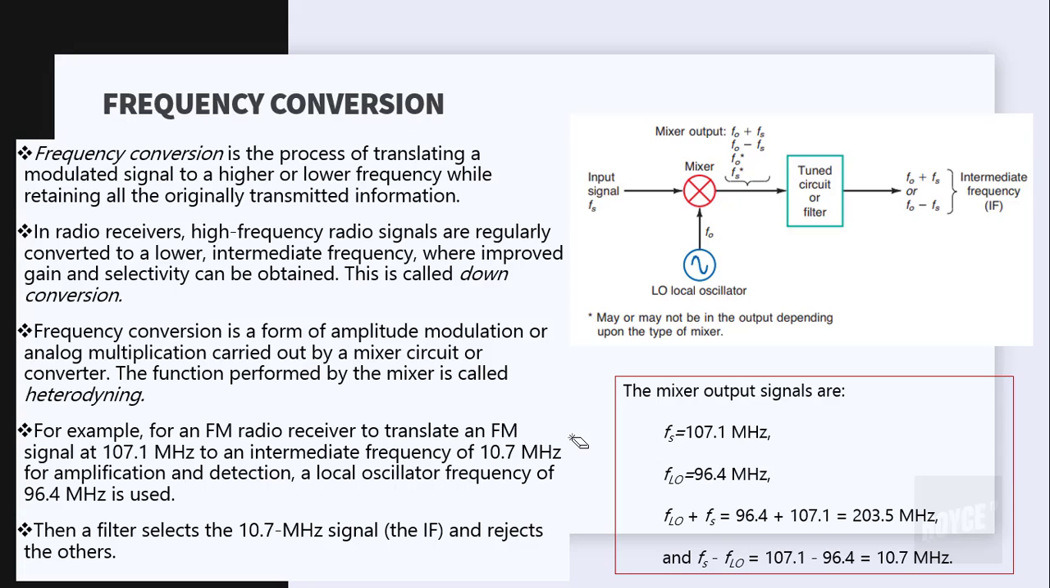Usually, ang ginagawa natin is we convert RF into a lower frequency. So, rare yung up conversion. Usually, what we do is down conversion. Frequency conversion is a form of AM carried out by a mixer circuit or converter. Itong ginagawa ng mixer natin, this is called heterodyning process.